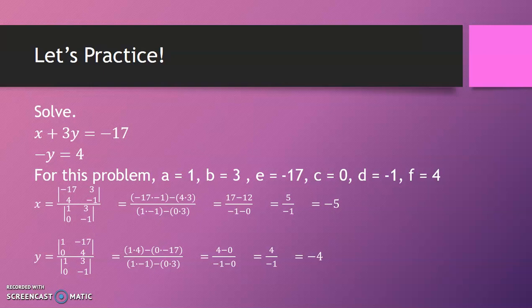To check that, on the very bottom one, I have negative y, so negative of negative 4, you've got double negatives there, makes that become positive 4, so that balances 4 equals 4. And I could check the top one as well, and I should get negative 17.